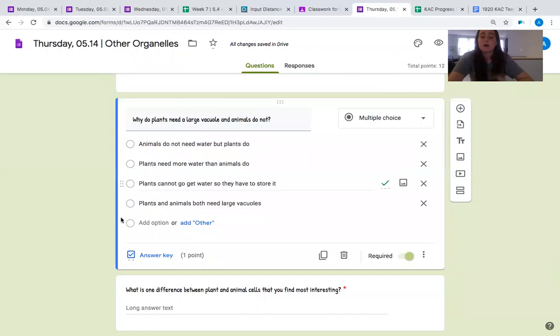Plants cannot go get water, so they have to store it, or plants and animals both need large vacuoles. So as you can see on my video, the answer is C. Plants and animals both need water. They both need a lot of water. I would argue animals even need more water because we're moving and so on, but we can go get water, but they can't. So they need to be able to store it.